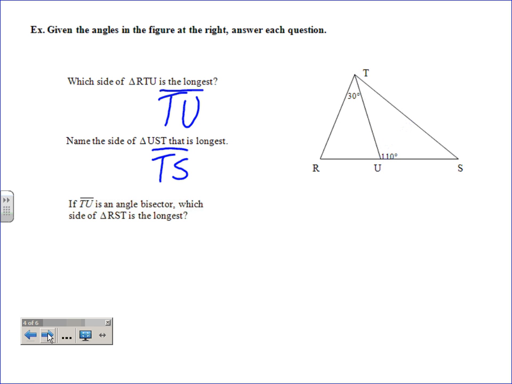And it says if TU is an angle bisector. What that means is TU is cutting it in half. So that and that must be the same, correct? So what can I put there if I'd like to? 30. Then which side of triangle RST? So the big one, right? Which one has to be the biggest? Well, we can get this angle now, can't we? We got 100, we got 30. So are we sure with 40? Because 110 and that is 140, right? So 40 is left. Okay.